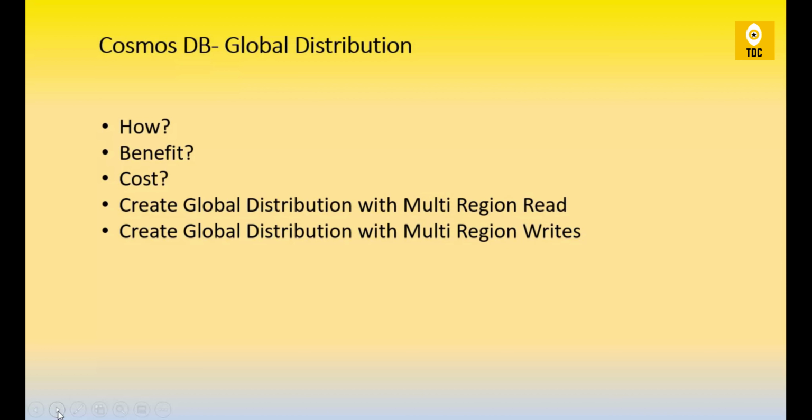So we will see what that is, and what the cost implications would be. We will also see the global distribution with two things: one is multi-region reads, and another is multi-region writes. So basically we can use either of the options, and we will see why we need these options, and what the difference between reads and writes is. Those kinds of things, let us understand in this video in detail.